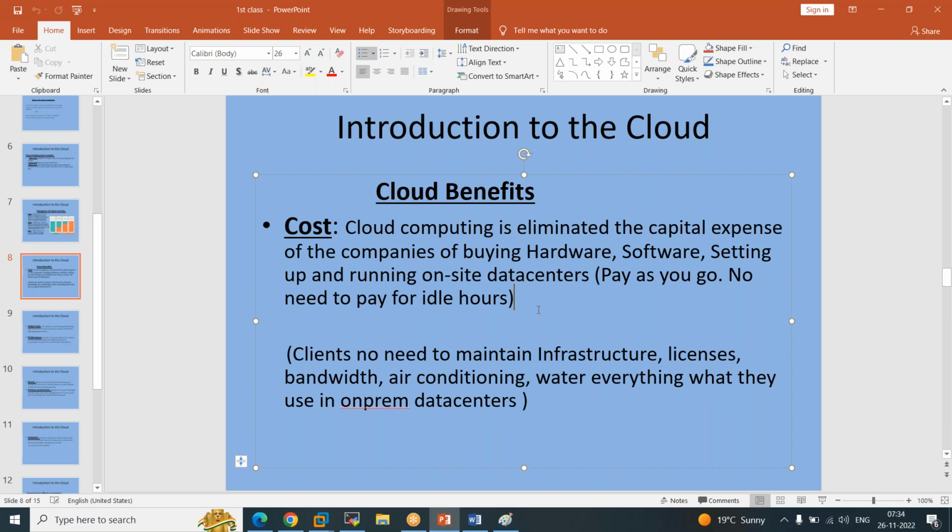Again, if you use cost effective solutions, it is definitely 50% cheaper than on-prem data center management. But you need to know what is cost effective and what is costing you more. I'm going to highlight that in the course. If it is a cloud solution, you don't have to maintain infrastructure, licenses, bandwidth, air conditioning, water. You don't have to maintain DR data centers manually again. It is fully built into the cloud. You can just choose it as needed to protect your servers which are critical for you.